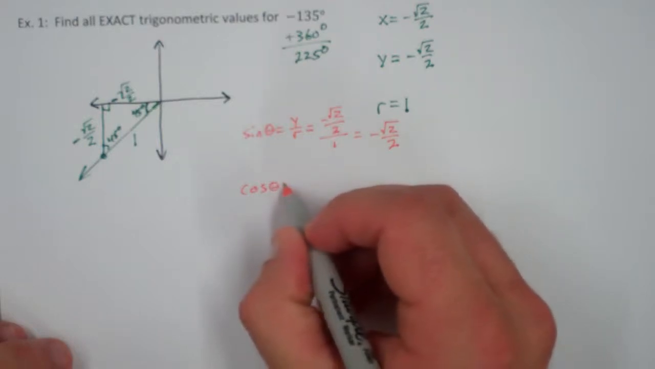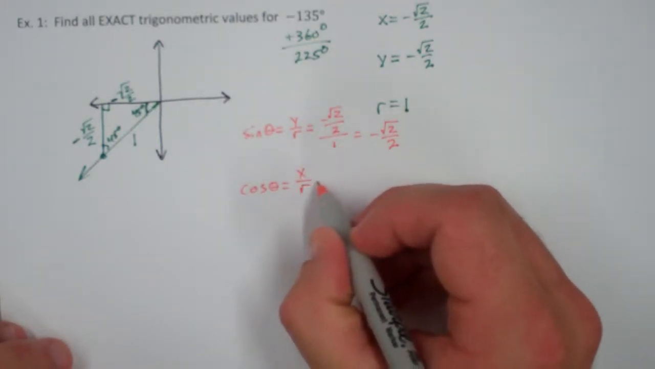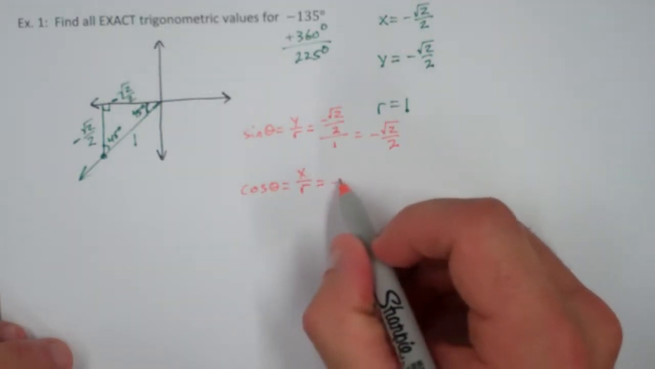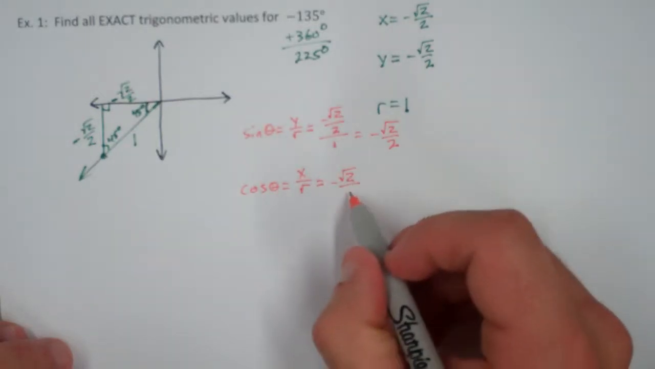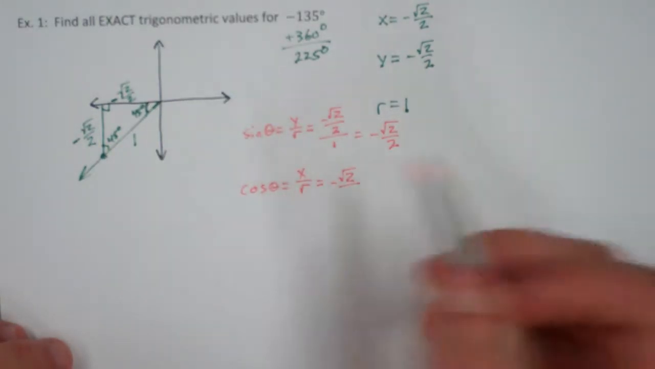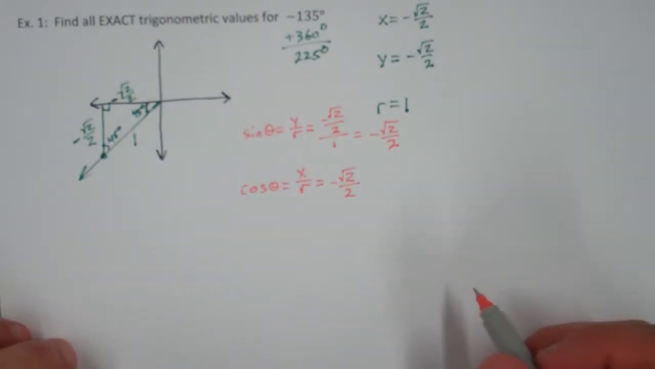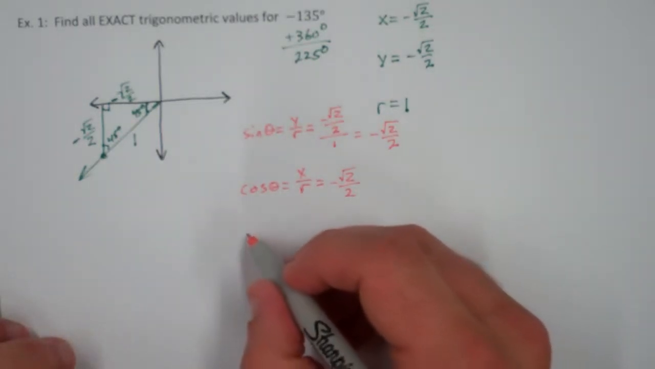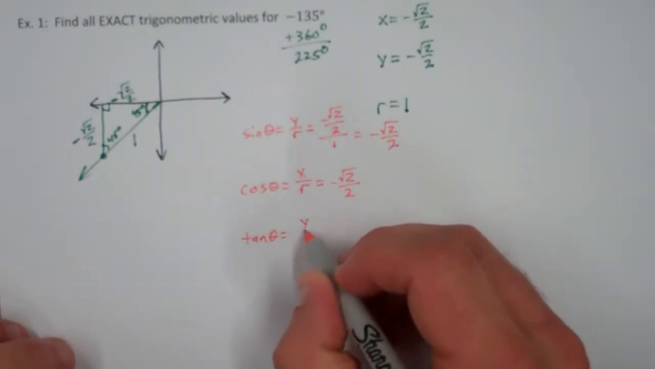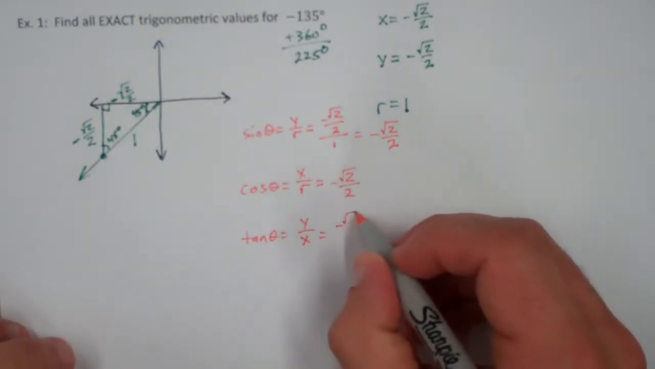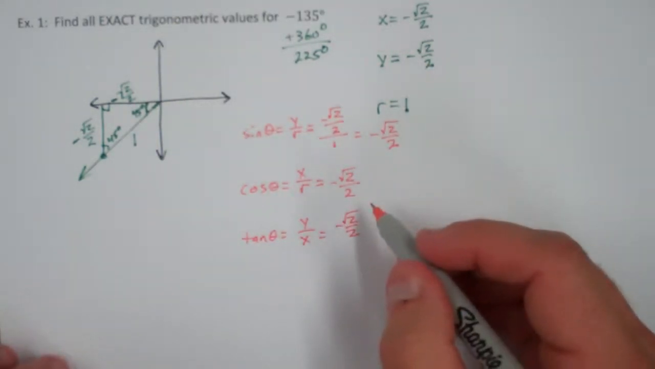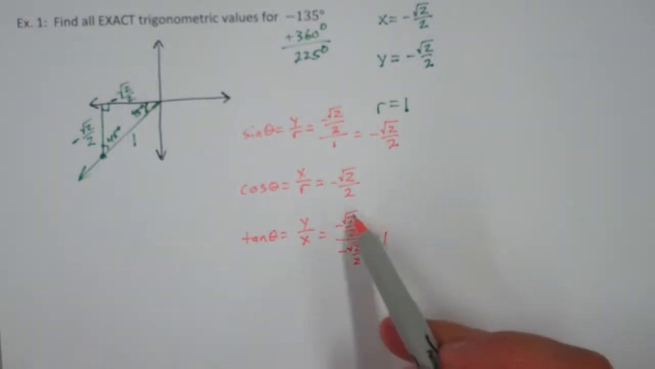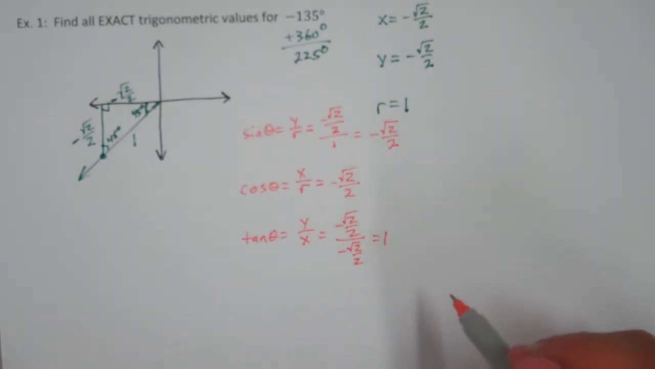The cosine of theta is going to be x over r, which is the same thing. X happens to be the same in this case, so we can correctly state that the cosine of that angle is negative root 2 over 2. You can even put in negative 135 for theta if you wanted, because in this case we know what theta is: it's negative 135 degrees. The tangent is y over x, so that's negative root 2 over 2, that's our y, and then over x, and x is the same. So anything divided by that same thing will be 1.